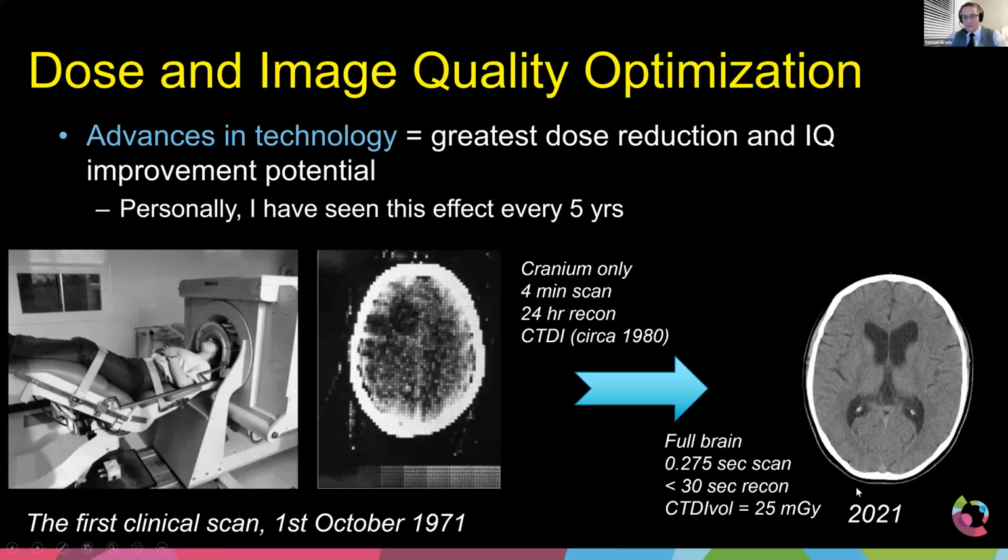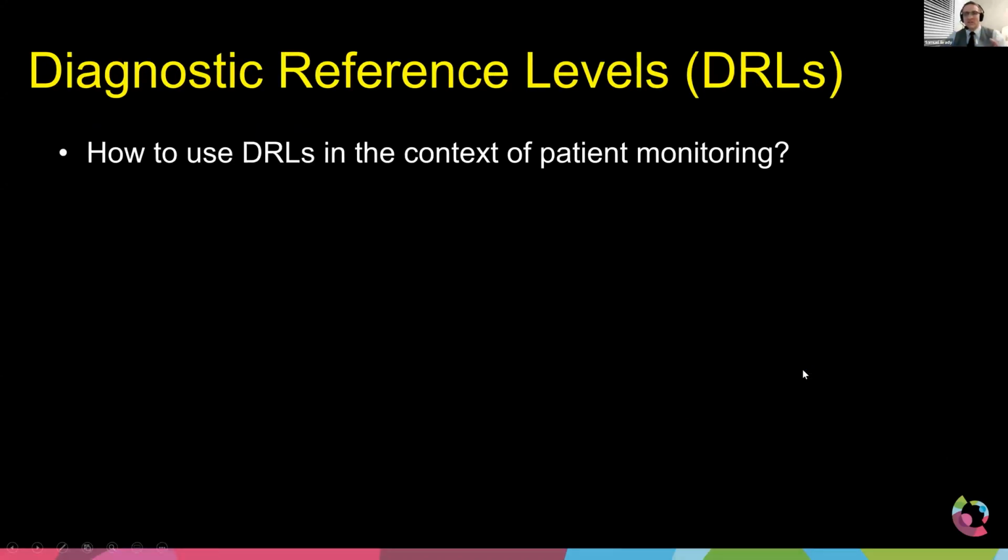Fast forward to this year. This is just an image I took off of PACS, and I've already shown you several images from this patient in my previous talk. This was acquired in 0.275 seconds. The reconstruction time took less than 30 seconds, and it had a volume CTDI of 25 milligray. So we had an idea to understand about how much dose it got. The quality, obviously, there's no comparison. It's infinitely better. And so the concept here is technology will drive better image quality improvements and lower doses.